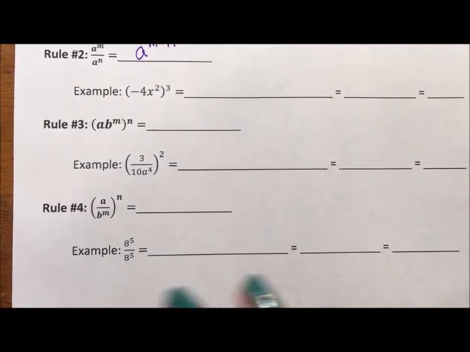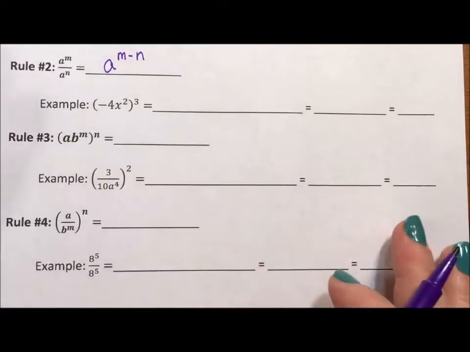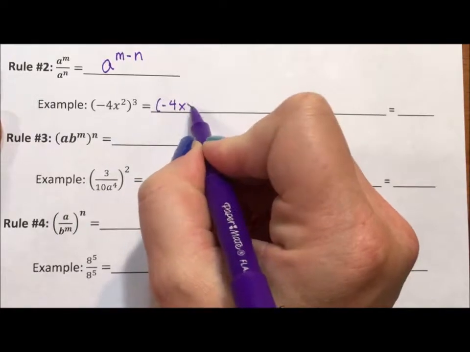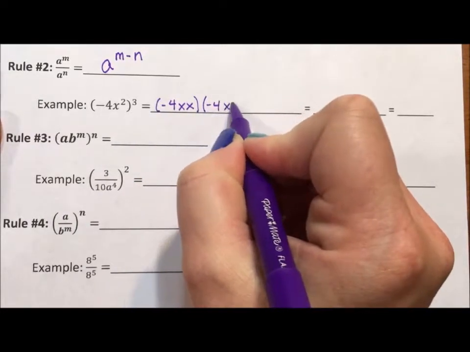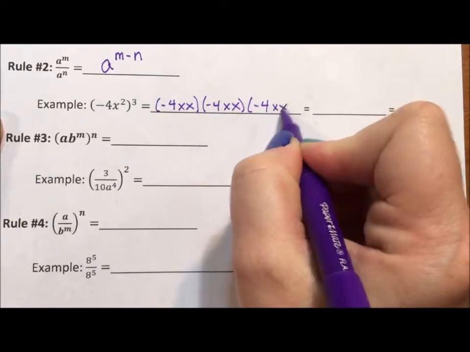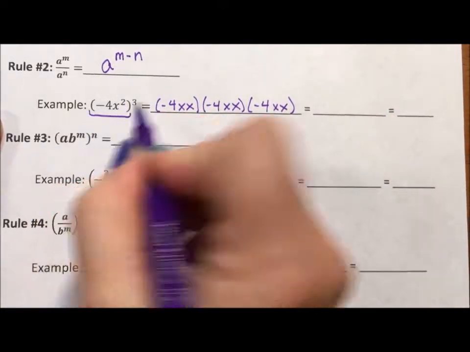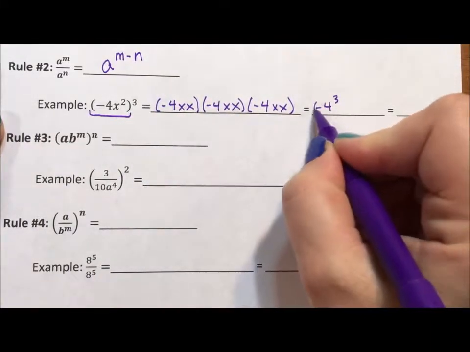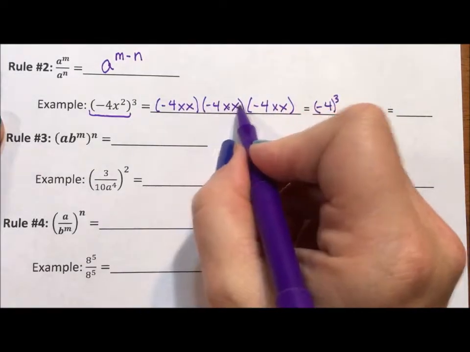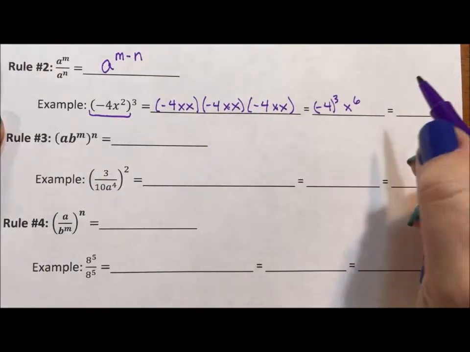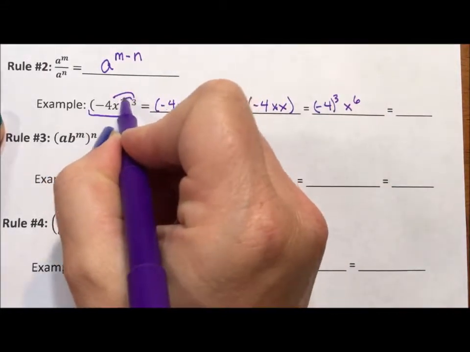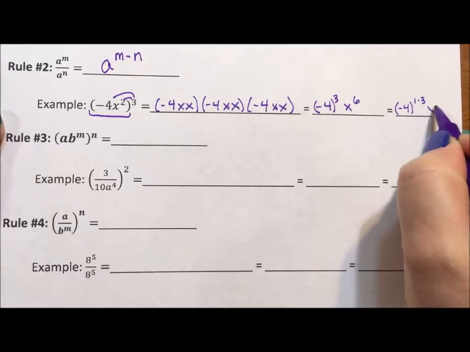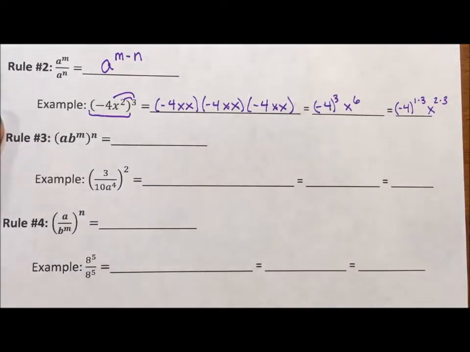Okay, so the next rule has to do with an exponent attached to parentheses. Well, in reality, what we're doing is we're taking negative 4x squared times negative 4x squared times negative 4x squared, because that cubed says this whole parenthetical phrase is multiplying to itself 3 times, which really gives me negative 4 cubed and x to the 6. So how did we get there? We multiplied this in. We had negative 4 to the 1 times 3, x to the 2 times 3, which is how we got there.